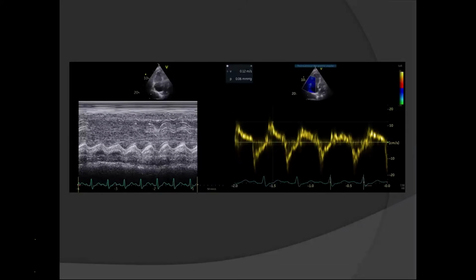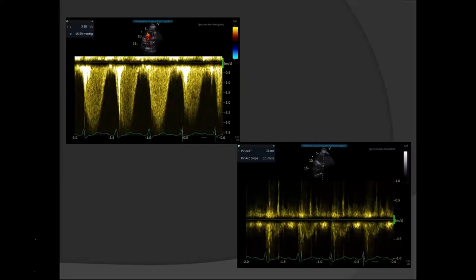TAPSE will be normal, TDI in this case normal. So one more question. Can anybody tell me what is being shown in this? What is this known as? PA pressure 45 millimeters mercury, and this is RVOT acceleration time or pulmonary artery acceleration time we've measured.